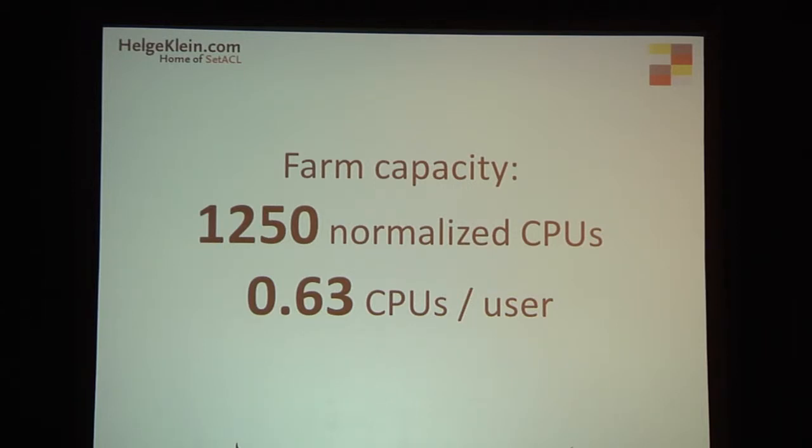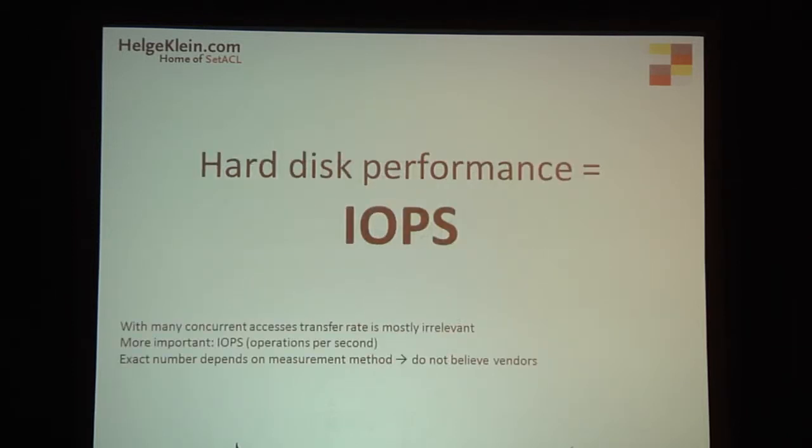But I find it pretty interesting to get numbers per user suddenly. This is something we can work with. 1,250 CPUs or cores or whatever, normalized or not, that doesn't tell us very much. But if we know so and so many CPUs per user, that's something completely different.